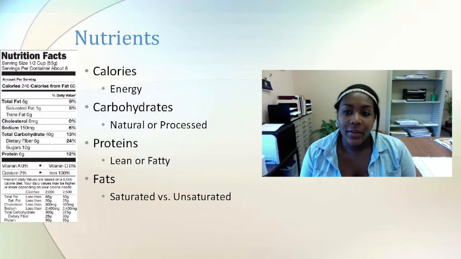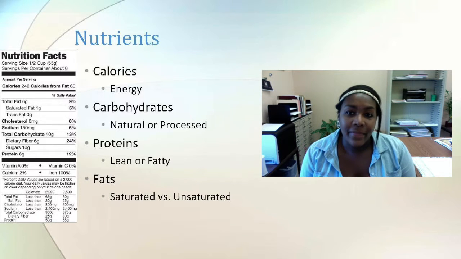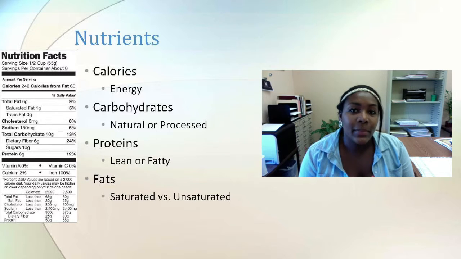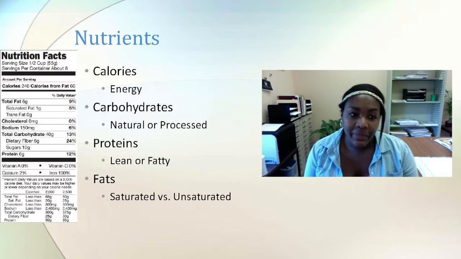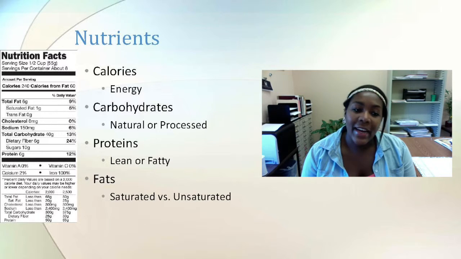So, nutrition basically starts with nutrients. And the first thing that comes to mind with nutrients is calories. Calories is just a measure of energy. The macronutrients are carbohydrates, proteins, and fats. And within those, there are different kinds of carbs, different kinds of proteins, and different kinds of fats.